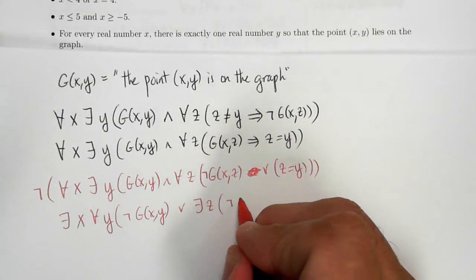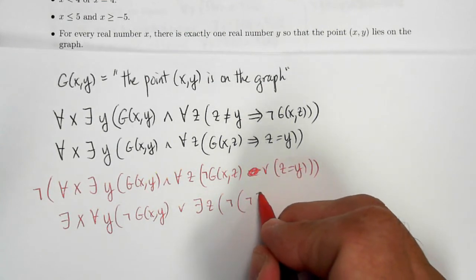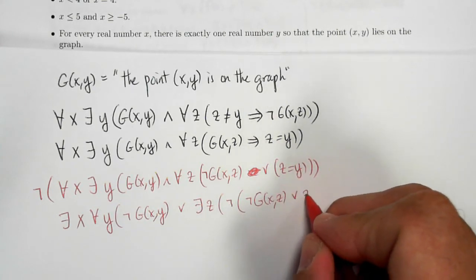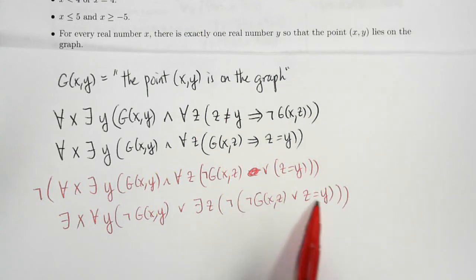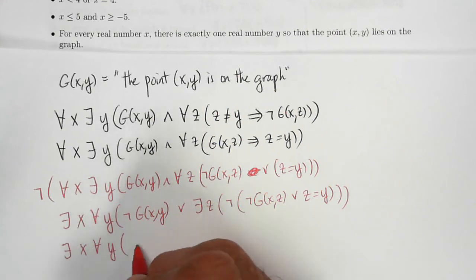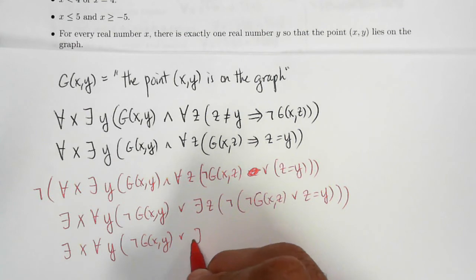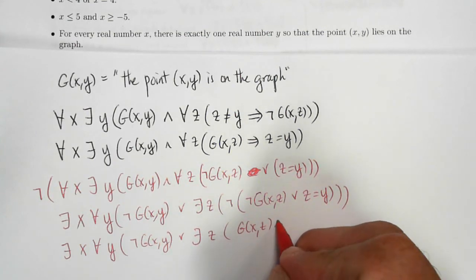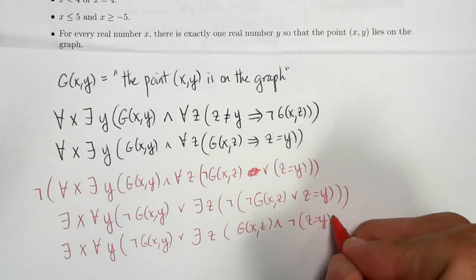So let me do that in two steps. The negation of g(x, z) or z equals y. And then I'll apply De Morgan's laws to simplify that. There exists an x such that for every y, not g of (x, y), or there exists a z such that g of (x, z), and it is false that z is equal to y.